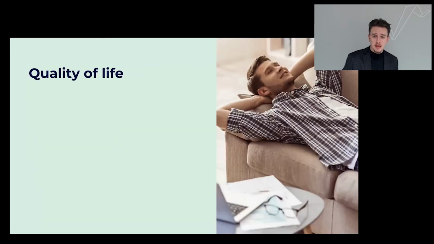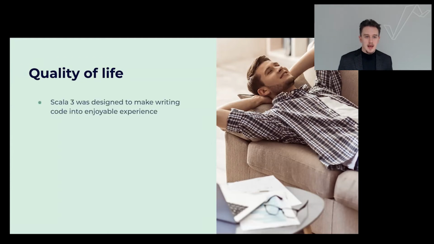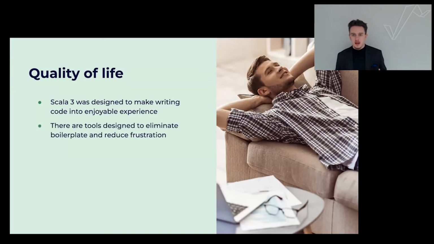So, Scala 3, when it was designed, the designers already had lots of feedback from users of Scala 2 and from users of other modern languages. So they had lots of information, so they could design the language to be as enjoyable to write as is possible. There are a lot of constructs in the language, for example, extension functions, top-level functions, or the abstractions I was talking about earlier, that are designed specially to eliminate the boilerplate and reduce the frustration of the developers working with them.